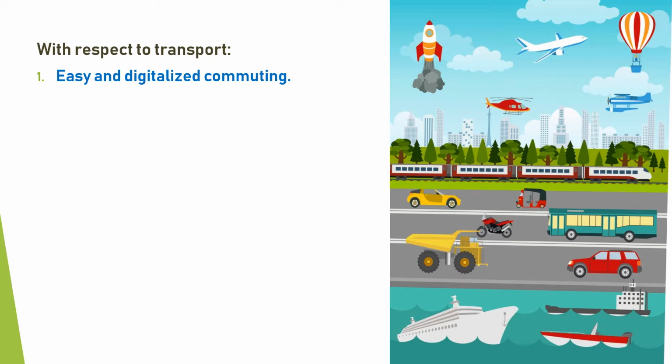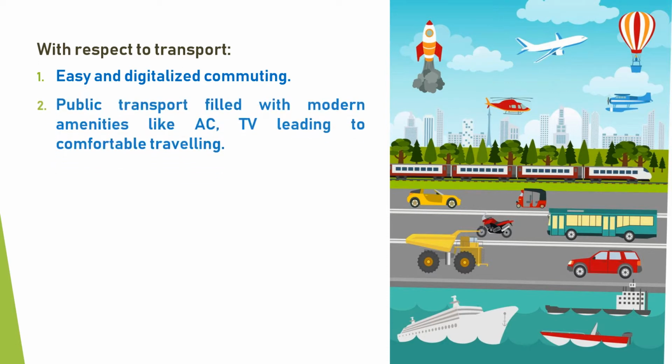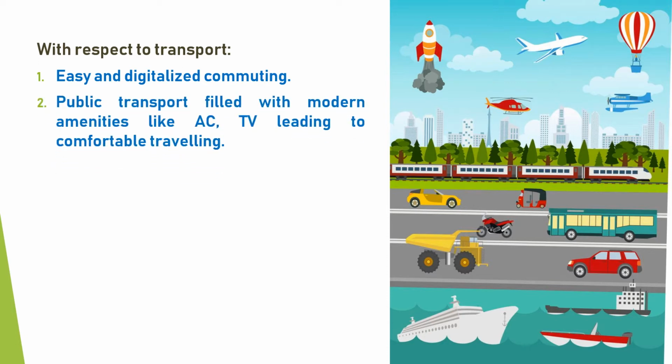So this is easy and digitalized communication. Then public transport filled with modern amenities like AC, television. Nowadays the buses and even the metro trains are all filled with such amenities. There are televisions for entertainment, and there is air conditioning for comfort. So even when the weather is very hot outside, you may have a comfortable and eased commuting experience.